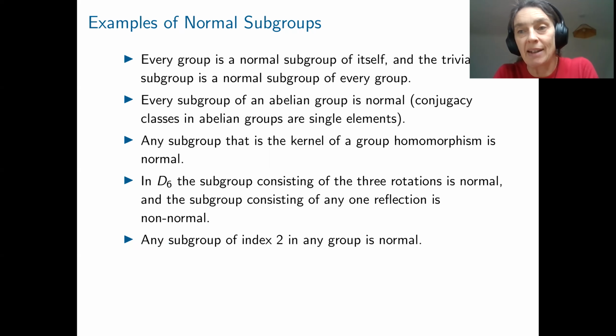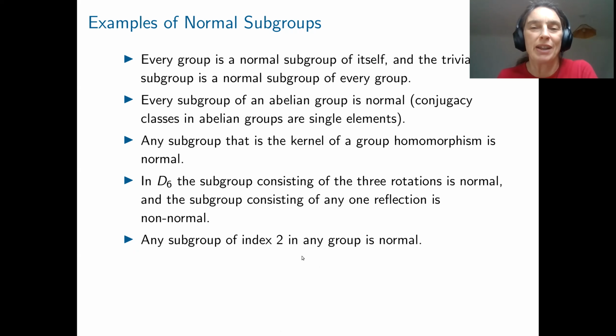We looked at D6, the dihedral group of order 6, back in the second homework sheet. In D6, the subgroup consisting of the 3 rotations is normal. That's something that you can also check for D8 or any other dihedral group. The subgroup of rotations will always be a normal subgroup. If we take the subgroup consisting of any one reflection and the identity element, that is always non-normal in the dihedral group. Okay, and finally, this is one to think about. Any subgroup of index 2 in any group is always normal. And there are plenty of other examples around.